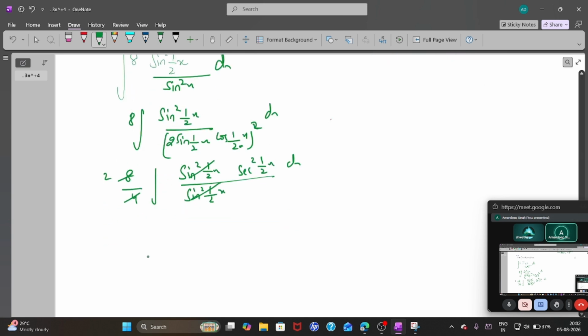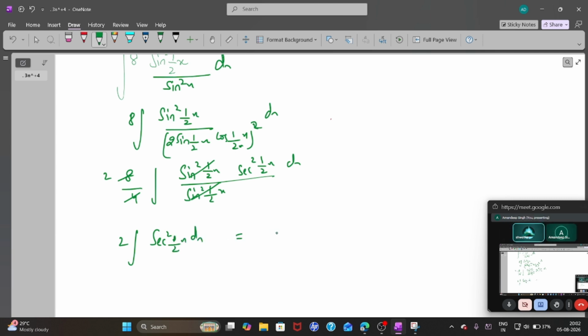So 2 fours are 8, and we know the integration of secant square x, right? That is tan x. And because it is secant square half x, it is equal to tan half x divided by half plus c, which is equal to 4 tan half x plus c. Okay, sir. Got it.